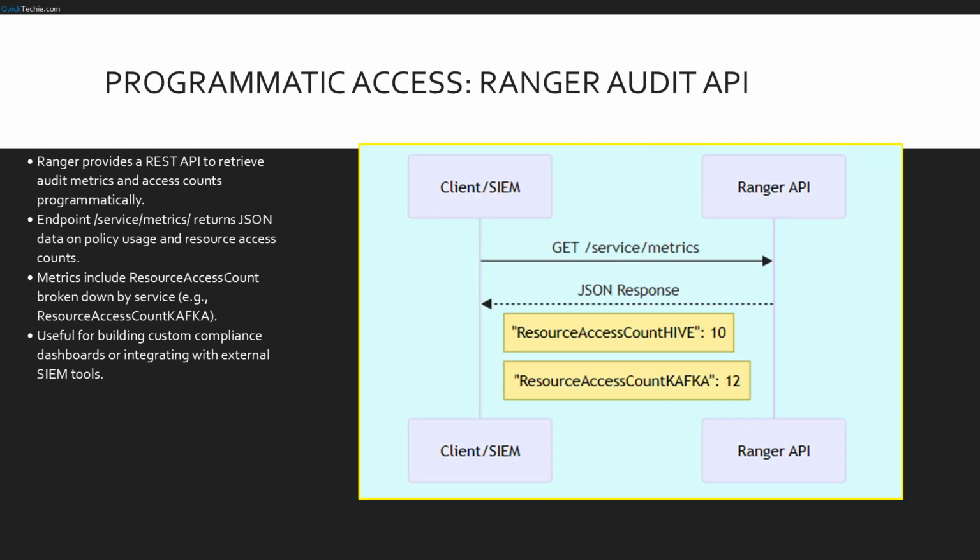For automation and integration, you don't have to rely on the UI. Ranger exposes a rich REST API. You can query endpoints like /service/metrics/ to get JSON data describing your security posture. This includes high-level counters like resource access count, broken down by service, telling you, for example, exactly how many Kafka access attempts occurred in the last hour.